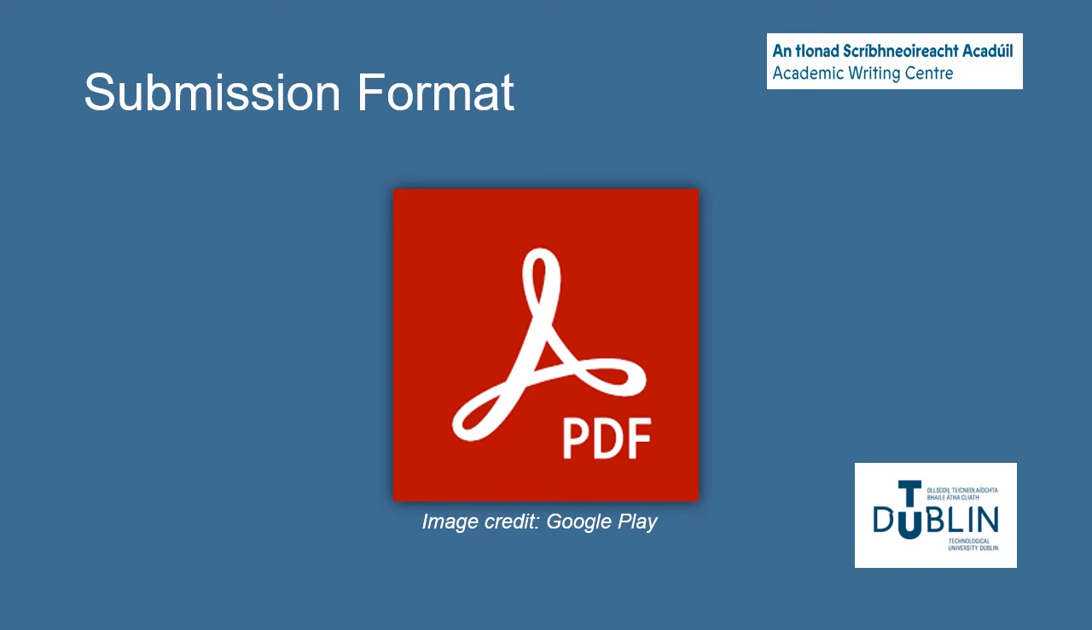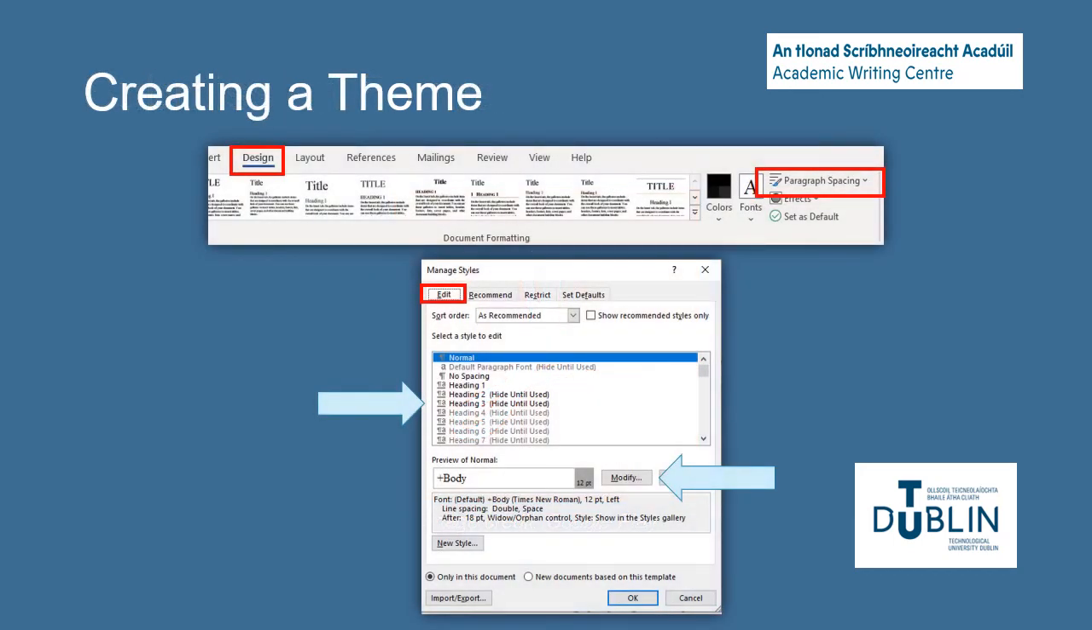To create a theme, open a blank document. This is important. Open a blank document. Select the Design tab. Click on the Paragraph Spacing drop-down. Select Custom Paragraph Spacing right at the bottom of the list. The window you see here on the screen will then come up. Select Edit. Select the heading you want to set up in this list, and then click Modify.